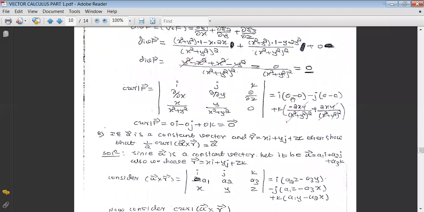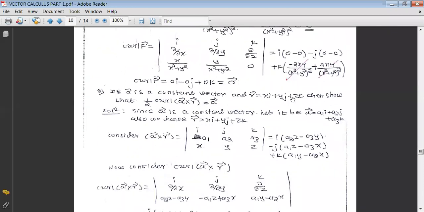Now, let us consider the next example. If a bar is a constant vector and r bar equals xi plus yj plus zk, then show that 1 by 2 times curl of a bar cross r bar equals a bar. Once you look at the requirement, first of all you have to find a bar cross r bar, then you have to find the curl of that vector, then you have to try to prove the required.